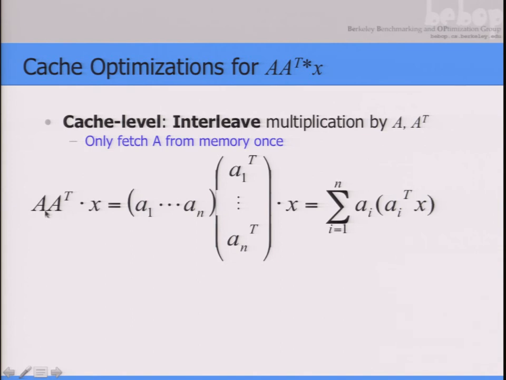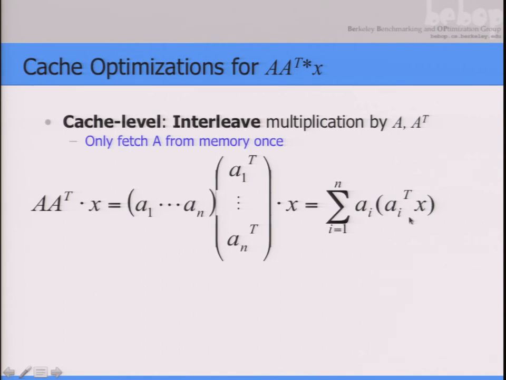How do you optimize A times A transpose times X? This was the example I said that's the inner loop of a lot of algorithms, like for the singular value decomposition. Well, what you can notice is, let me write my matrix A column by column. So little a1 is the first column and so forth. And so the first row of A transpose is a1 transpose. And let me just reorganize the algebra so it looks like this.